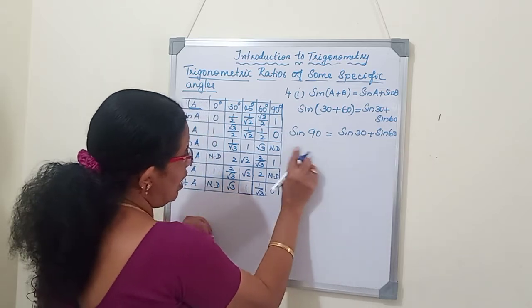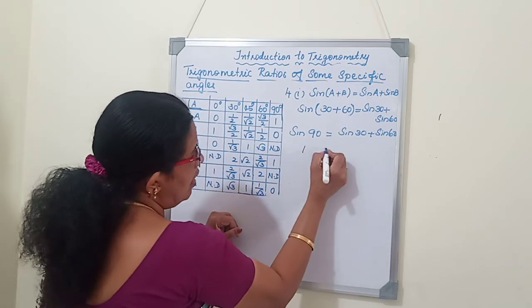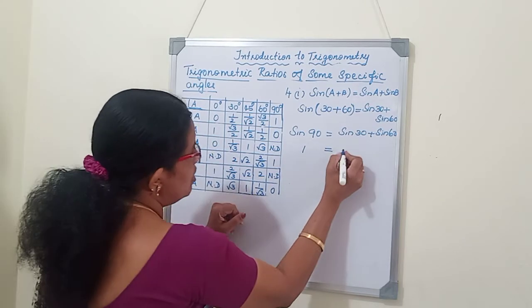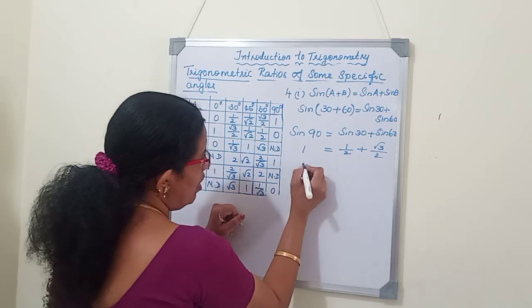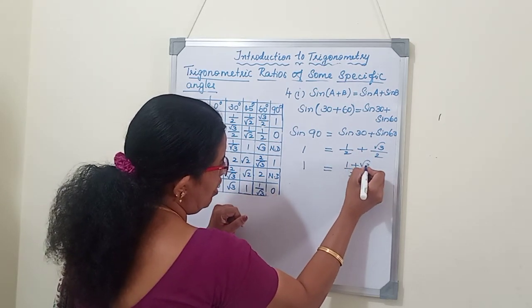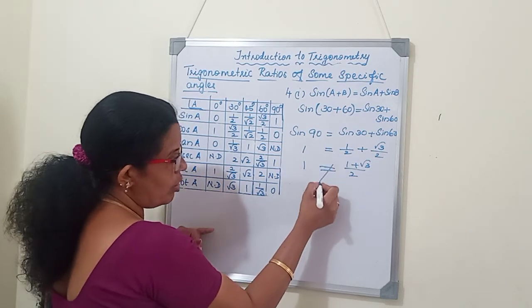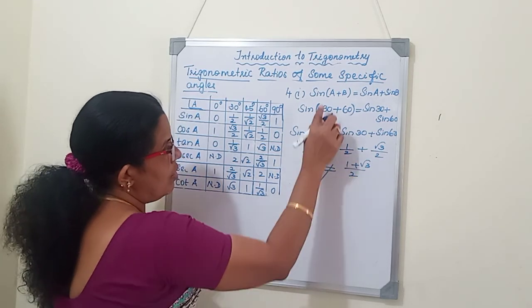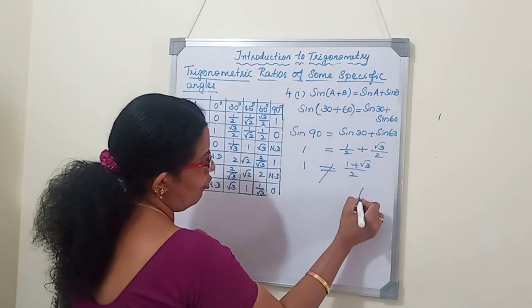Now you see sin 90 is 1, and this equals sin 30, which is 1 by 2, plus sin 60, which is root 3 by 2. When you add these two, we get (1 plus root 3) by 2. Is 1 equal to (1 plus root 3) by 2? No, it is not. So sin(A plus B) is not equal to sin A plus sin B, so it is false.